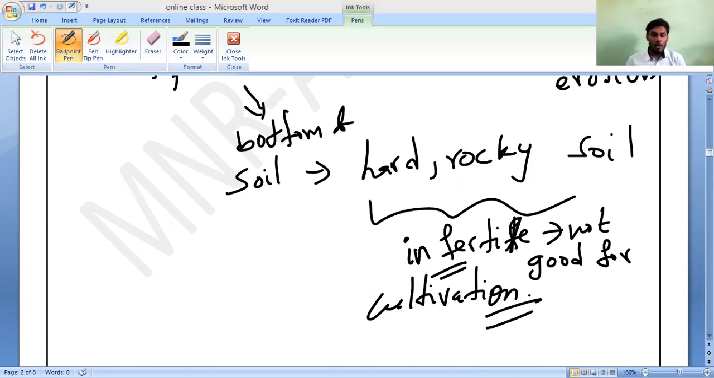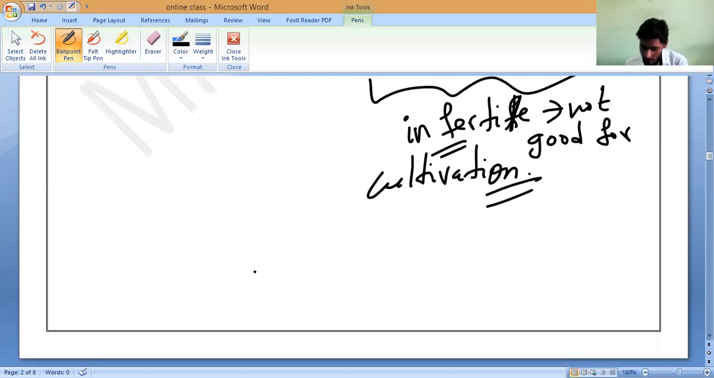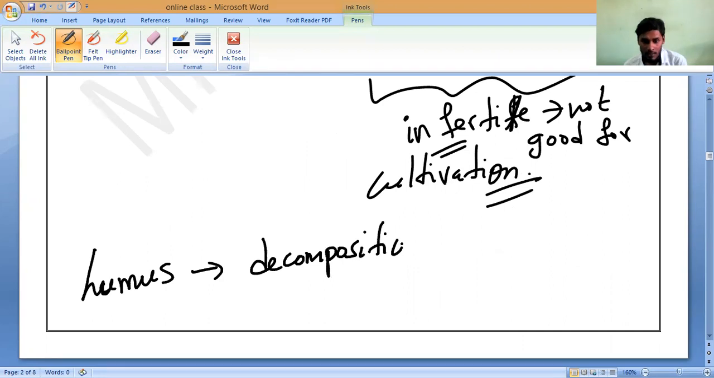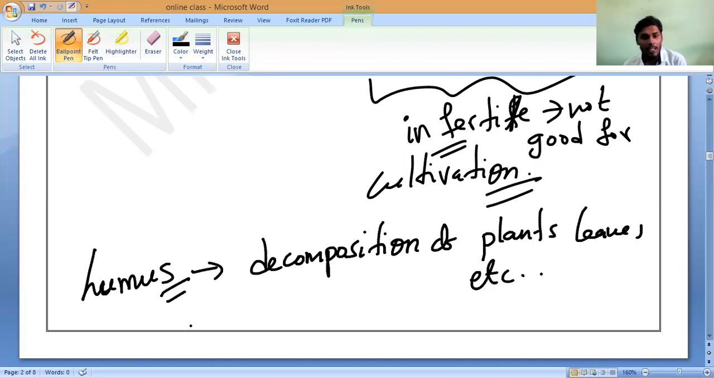This is what will happen when the plants are not there, or when deforestation takes place. The lower layer of this soil has very little humus. Do you know what humus is? You have studied it in last class, in 7th. Yes, sir. Humus is the decomposition of organic matter, plants and animals, sir. Decomposition of plant leaves, plant wastage, agriculture wastage, etc., we call humus.